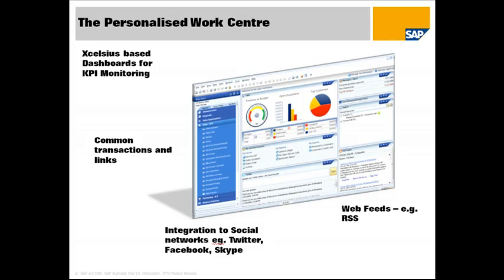What can you put in here? Well, for example, we've got dashboards which are built on Crystal Excelsius for doing things like KPI monitoring, where you can drill down to the underlying data. You've got a widget that gives you your common transactions and links. What does that do? That enables you to move the entire SAP Business One menu out of the way and only have the functions that you need to use in order to do your job, giving you that totally tailored role-based experience. You can also incorporate integration into social networks like Twitter, Facebook, and Skype.